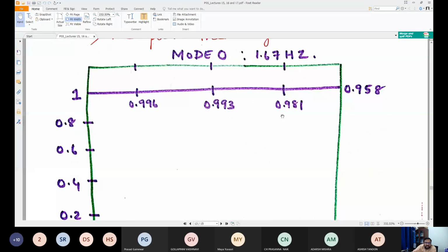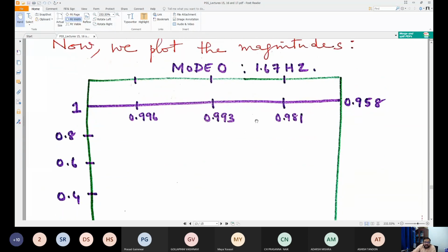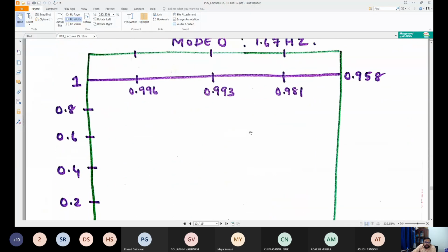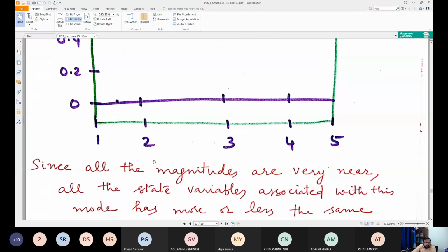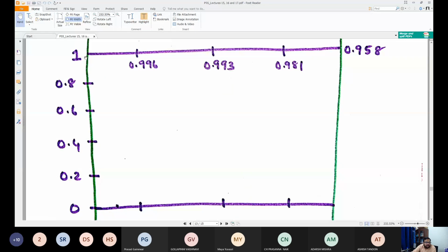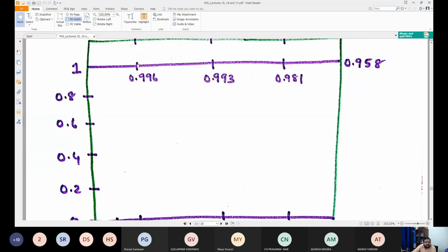Okay. Now let's see the mode shape here. Now we have three values: 0.996, 0.993, and 0.98. So we are going to draw that here. These are the masses: 1, 2, 3, 4, 5. So for the first mass, the normalized value is 1. For the second mass, 0.996 is the normalized value. For the third mass, 0.993 is the normalized value. Like that we are drawing.